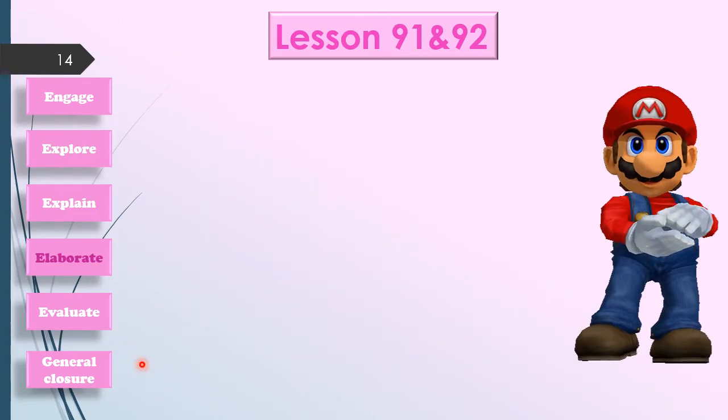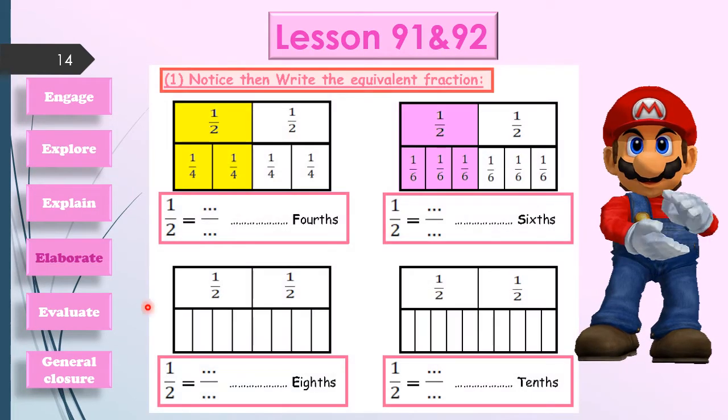Now let's go to a new kind of exercise. Note first, then write the equivalent fraction. Here we have this fraction strip divided into 2 equal parts. Each part is a half. Next one we have here divided into 4 equal parts. Each part is a fourth, and he colored just 2 parts out of 4 to make it equivalent to half.